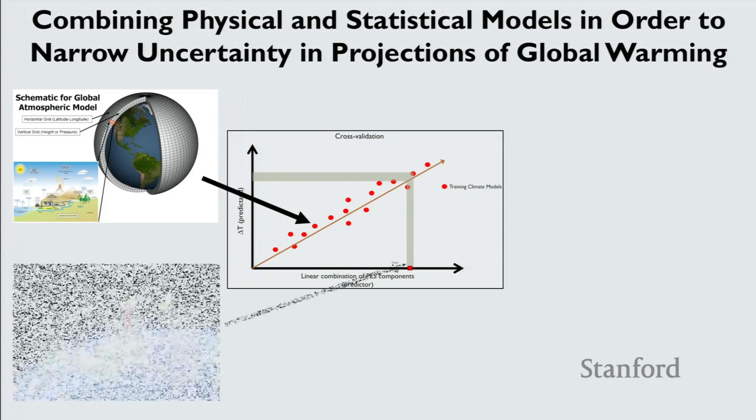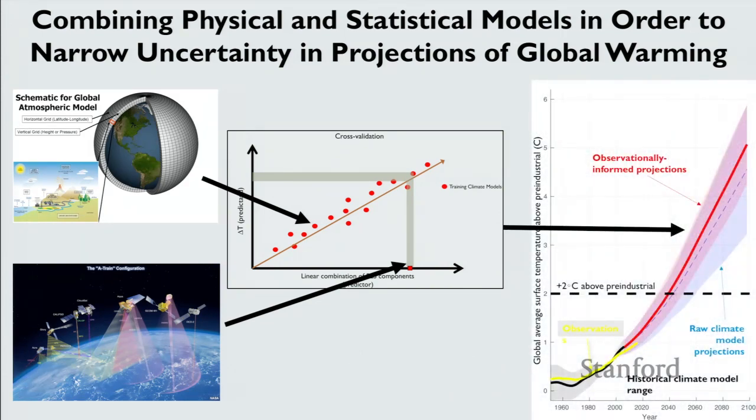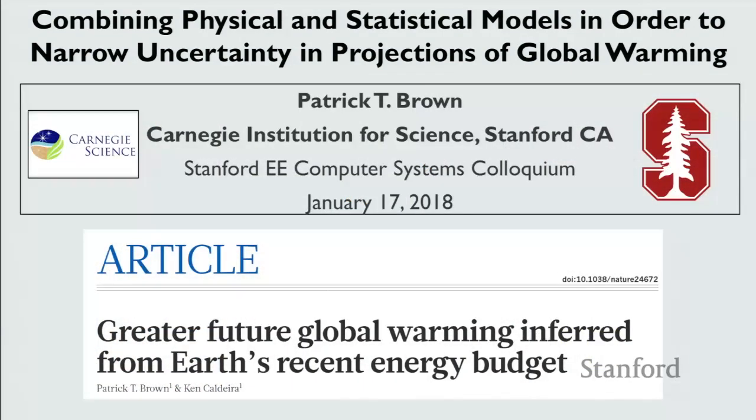So we're going to use observations of the Earth's energy budget, which should be related to how well models parameterize various aspects of the climate system. We're going to use that along with a statistical relationship across models to try to inform future projections of global warming. And so what we find is that we can get a narrowing of the spread, so constrain that uncertainty, and that observations tell us that it's more likely that the models that are projecting more warming in the future are likely to be correct. So if anyone's interested in reading more about that, this is the name of the paper again, and I'd be happy to take any questions.